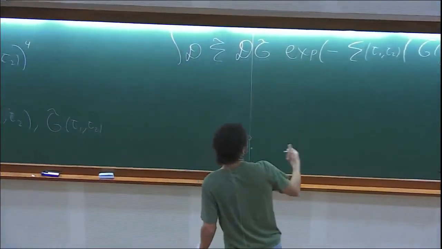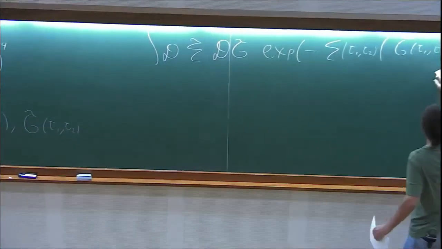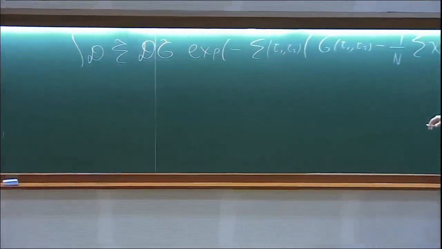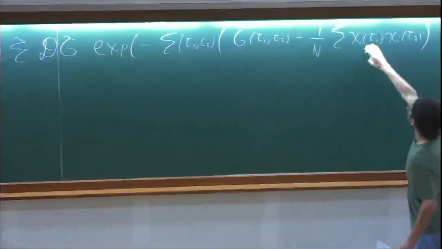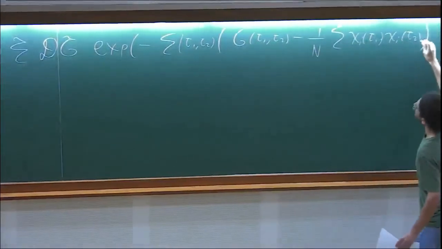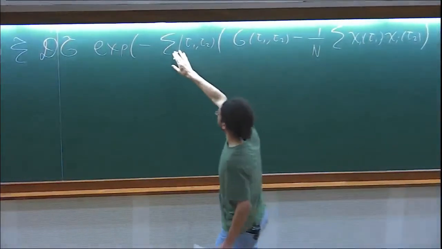So I introduce some new field G tilde, which I want to set equal to this chi I of tau 1, chi I of tau 2, and I insert a Lagrange multiplier sigma.